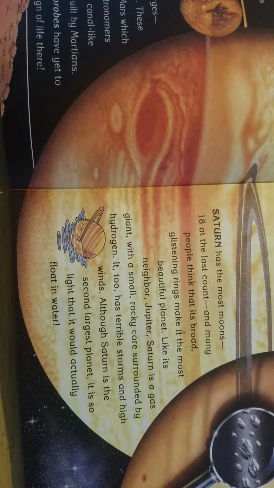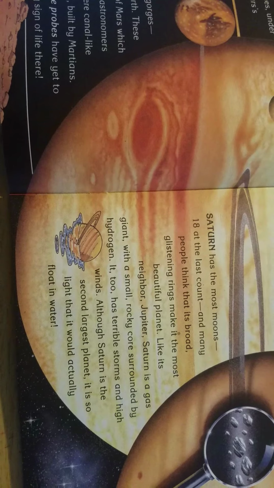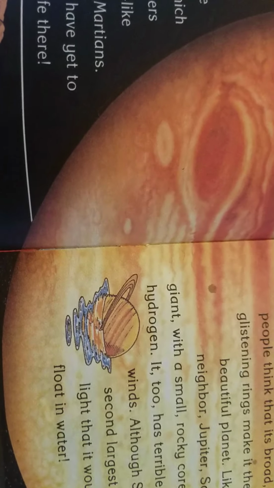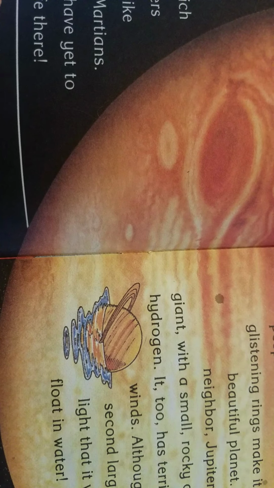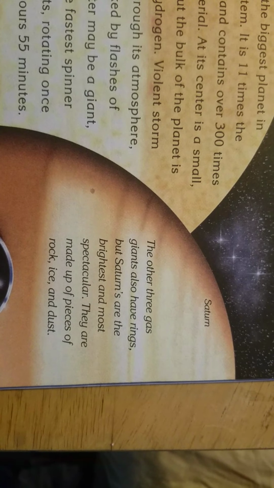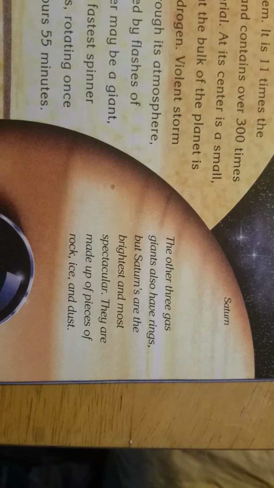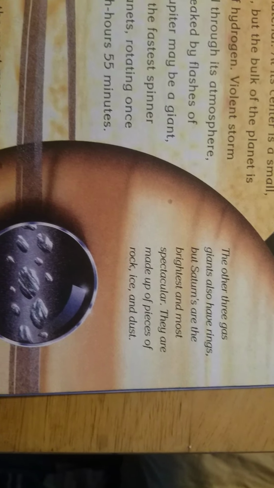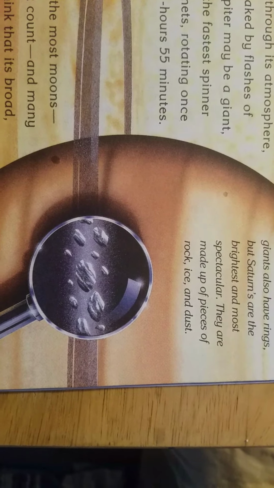Although Saturn is the second largest planet, it is so light that it would actually float in water. There's the answer to our question. Why is Saturn in the water? Because it can float. The other 3 gas giants also have rings, but Saturn's are the brightest and most spectacular. They are made up of pieces of rock, ice, and dust. And that's what the magnifying glass is for.